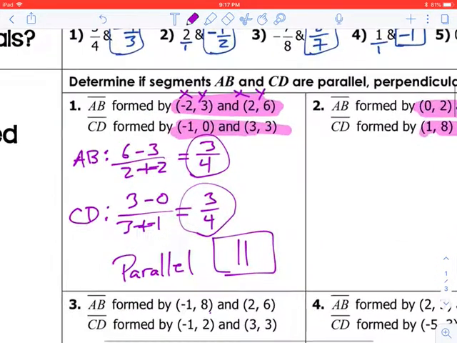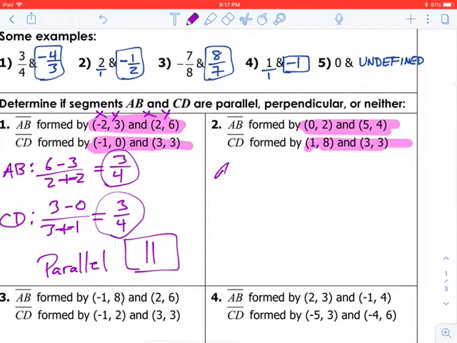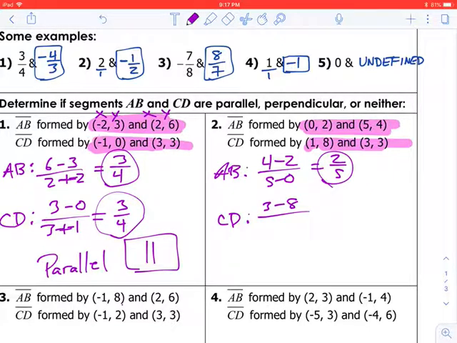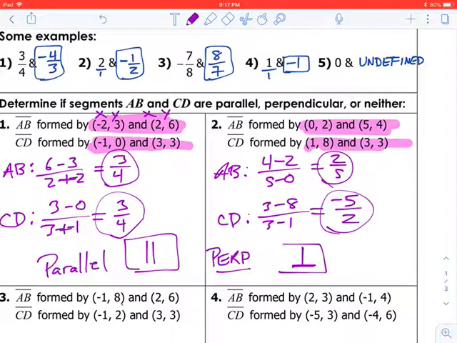So there's our first example, and then let's look at the second one. Again, for AB, y minus y is 4 minus 2, 5 minus 0 on bottom, so 2 over 5. For CD, y minus y, so 3 minus 8 over 3 minus 1, that's negative 5 on top, 2 on bottom. Well, look what happened. They changed signs and they flipped over, so that is perpendicular. The symbol for that is the upside down T.